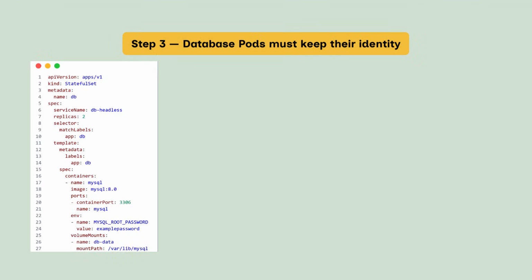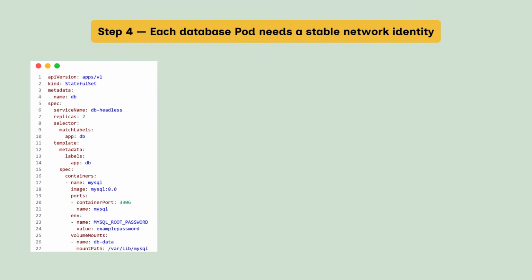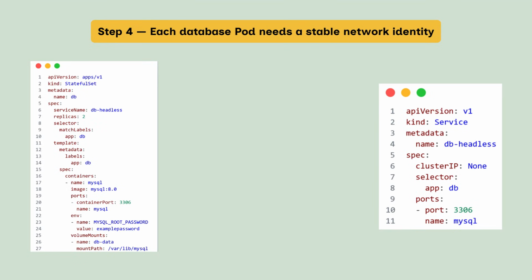Next, we are creating the YAML for our database application, which is stateful. Database pods must keep their identity, so instead of a deployment, we use a stateful set. Now, each pod gets a stable identity like db0, db1. Next, each database pod needs a stable network identity, so we create a headless service. This gives each pod a predictable DNS name.